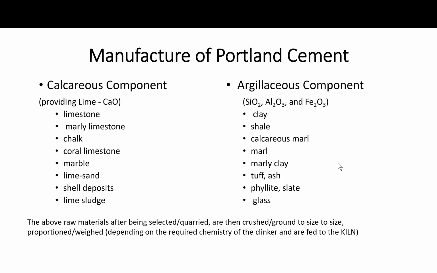Examples of the argillaceous component, where we get the silicon dioxide, the aluminum oxide, and the ferric oxide: clay, shale, calcareous marl, marly clay, tuff, ash, phyllite, slate, and glass. Okay, these raw materials, after being selected and quarried, are then crushed, ground to size, proportioned, and weighed depending on the required chemistry of the clinker, and then they are fed to the kiln.